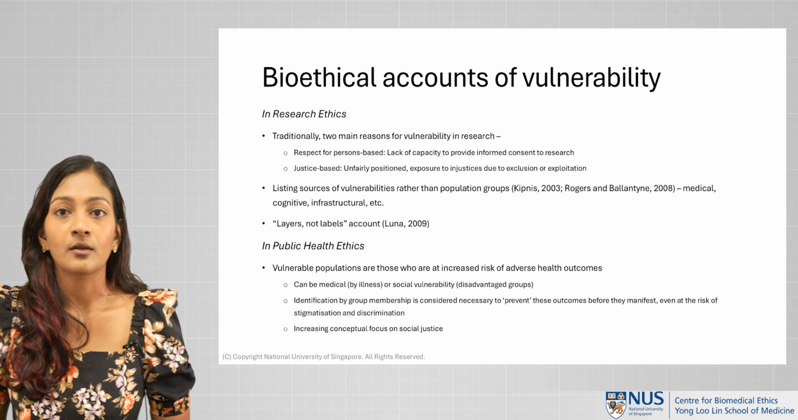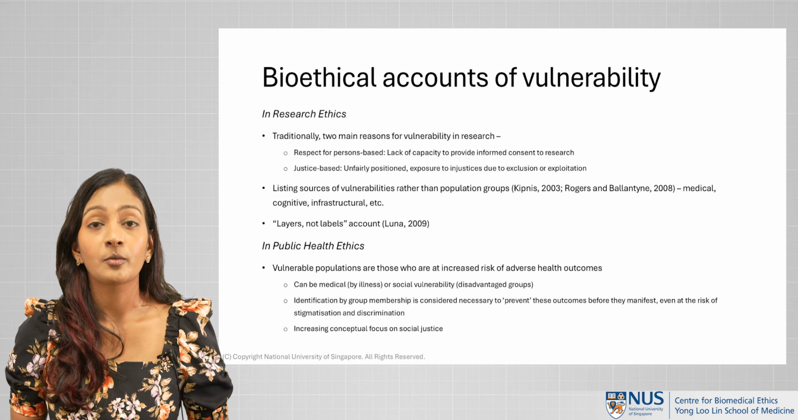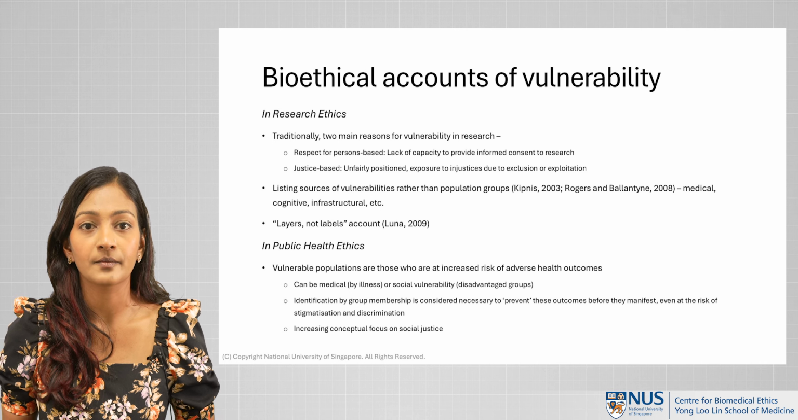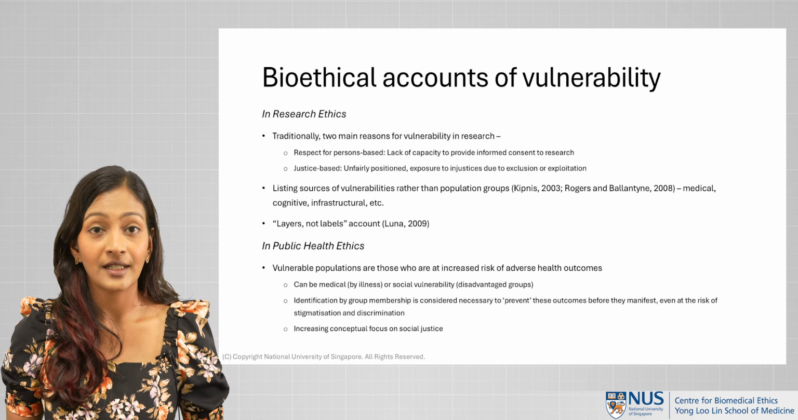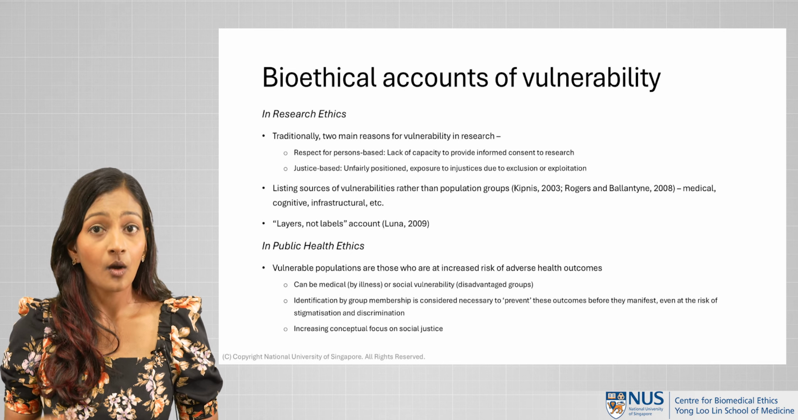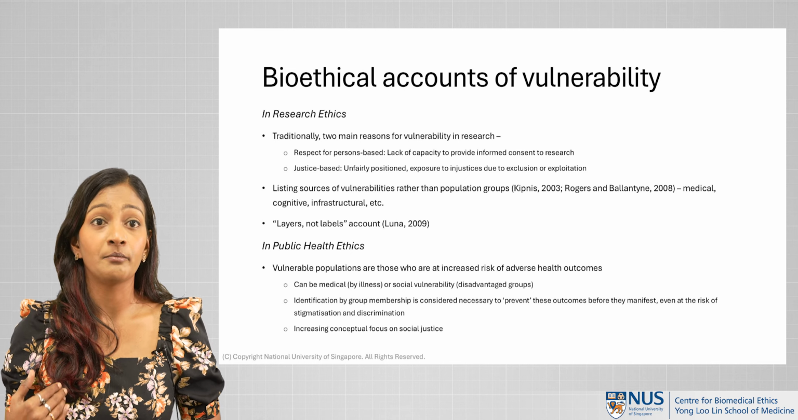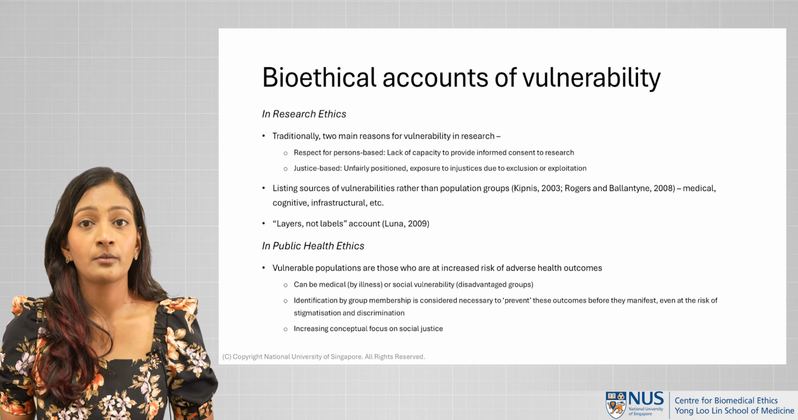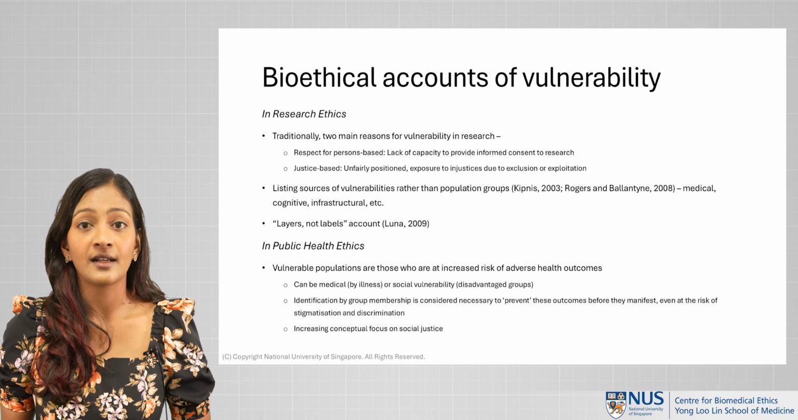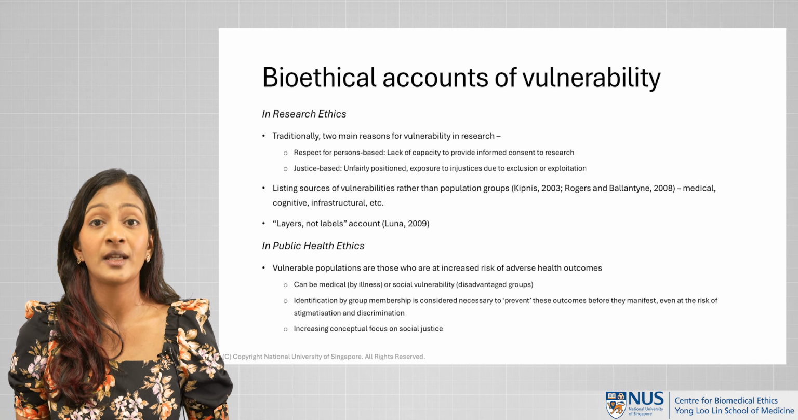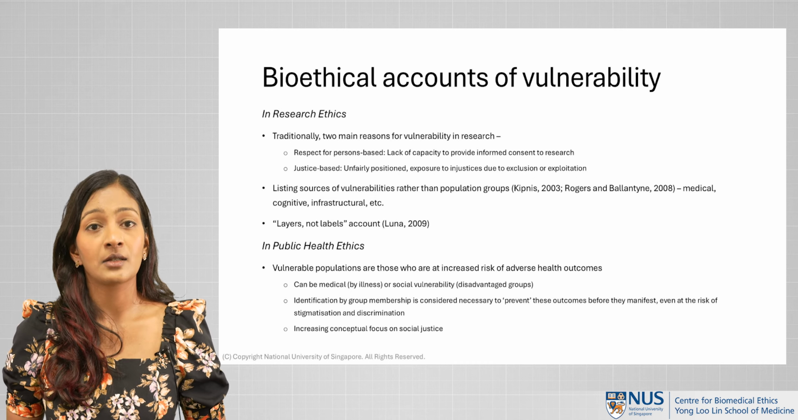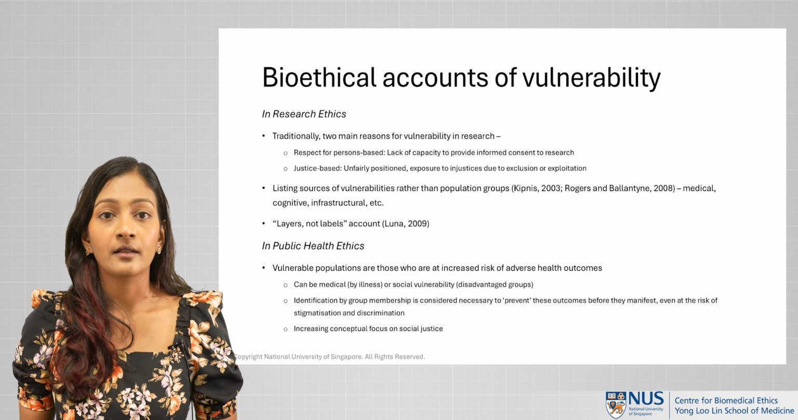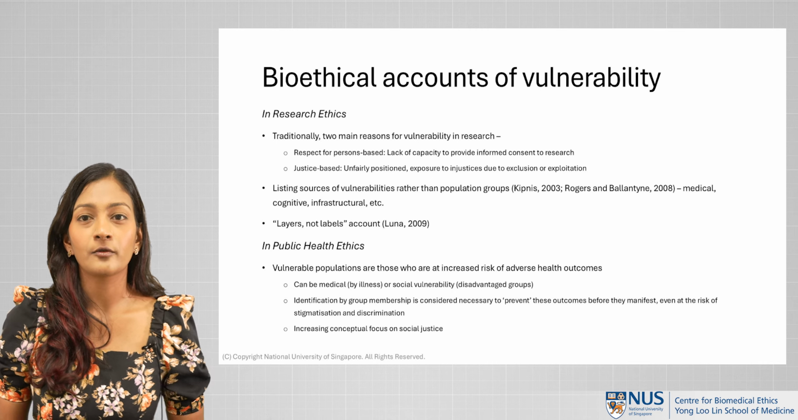On a broader scale, in public health ethics, vulnerable populations are those who are at increased risk of adverse health outcomes. They can be medical, that is by illness or ailment, or they can be social, that is by way of being a part of disadvantaged groups. Identification by group membership is considered necessary in order to prevent these outcomes before they manifest, even at the risk of stigmatization and discrimination.